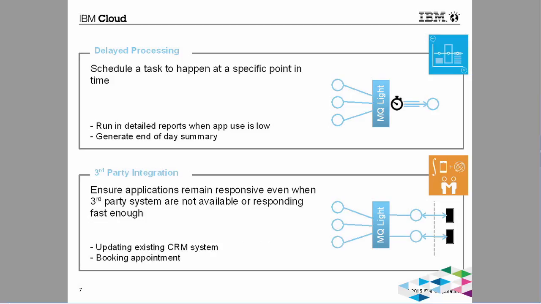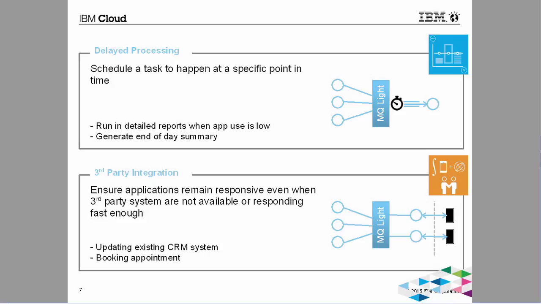Mainly, the other use case is delayed processing. In this use case, things that need to happen at some point in the future are one of the key tasks. Basically, you can schedule a task at a specific point in time and execute a detailed report when your app is running at low utilization. If your app does not have many processes going on, you can run your scheduled reports at that time by using this messaging model. Similarly, you can run an end-of-day summary for your website utilization, which will help your organization generate reports.